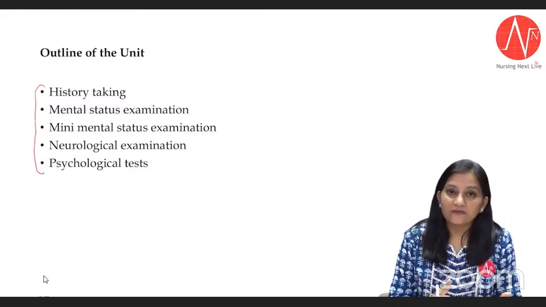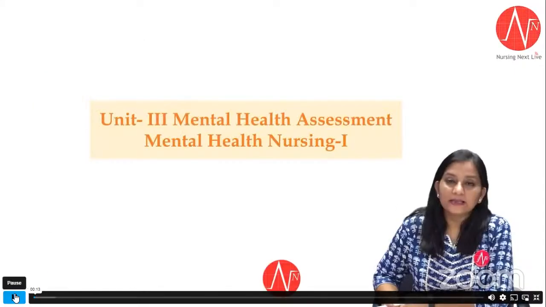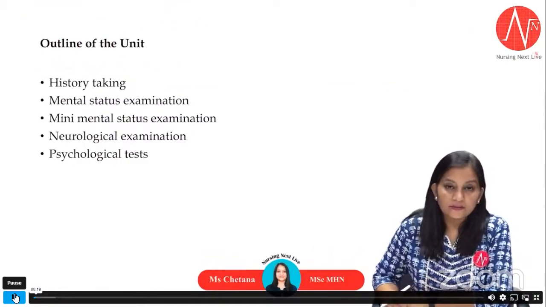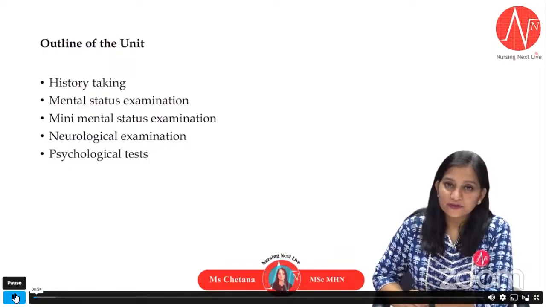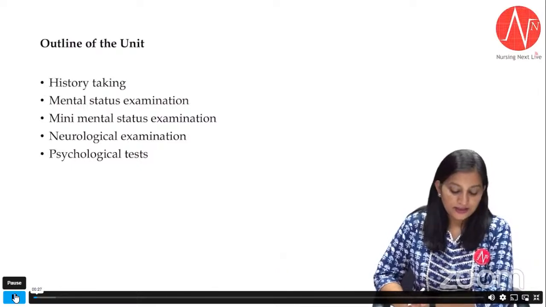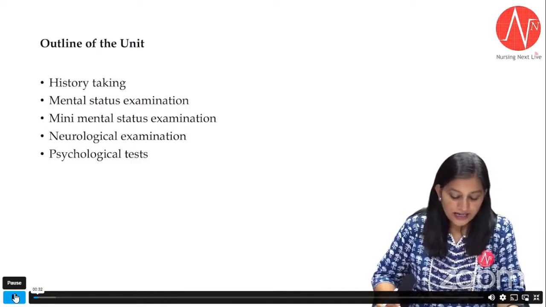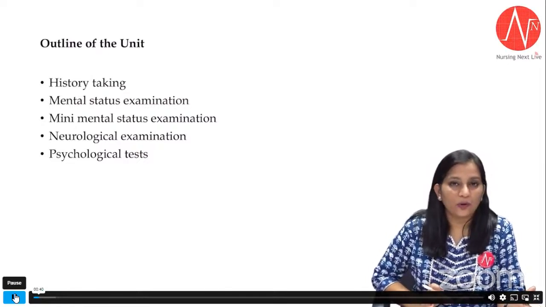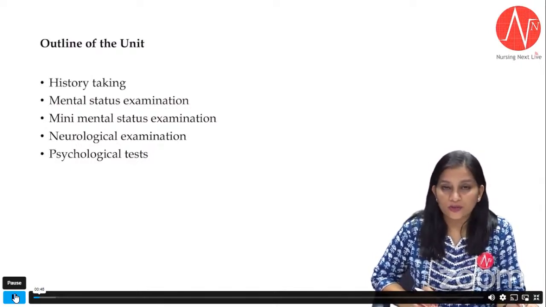Right? So I will be dealing with the theoretical part of assessment, the different methods, the different ways by which we do mental health assessment. And in this, we will be talking about history taking, history collection, mental status examination, mini mental status examination, neurological examination, and some psychological tests. All these methods are used to assess the mental health of any individual, to diagnose certain mental disorders.